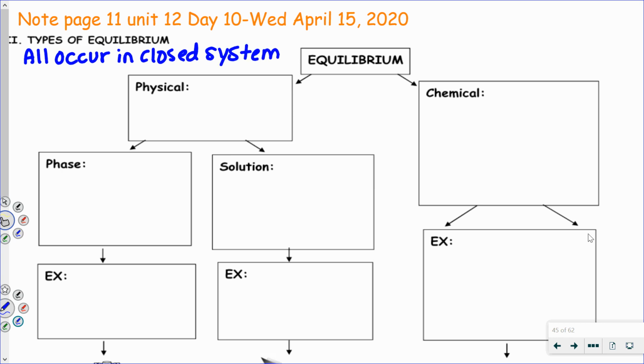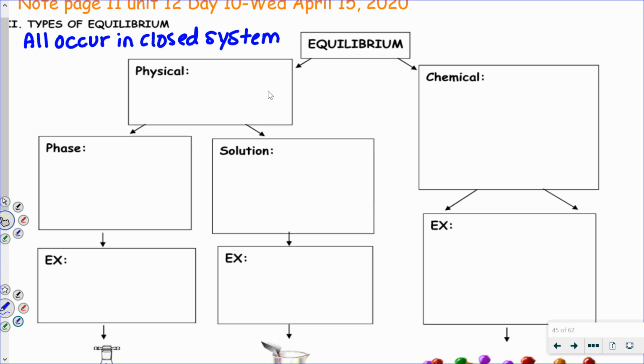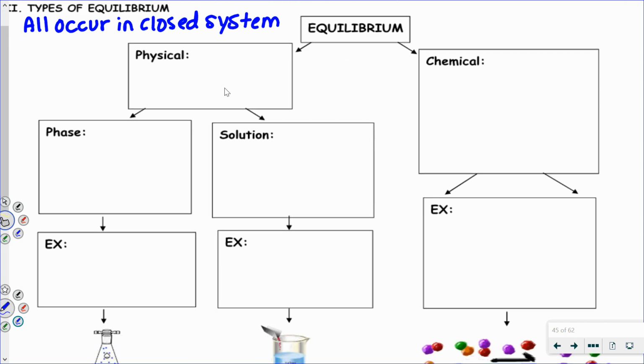Okay. So we're going to start on the left-hand side with a physical equilibrium, and then we'll get into chemical. Physical equilibrium, just like a physical change, involves just the change of appearance. So a physical equilibrium involves physical changes. And there's two types of physical equilibrium. There's a phase equilibrium and a solution equilibrium. And the names kind of spell it out for you. So we'll start with the phase.